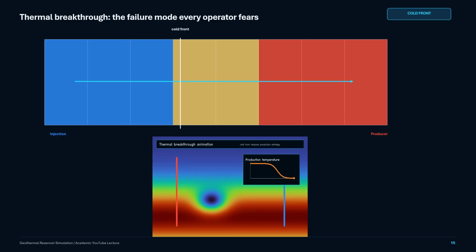In fractured reservoirs, breakthrough can be surprisingly fast if one dominant pathway connects injector and producer. Simulation allows us to test different well patterns and operating strategies before the field loses performance. The goal is not only to move water, it is to sweep heat effectively.